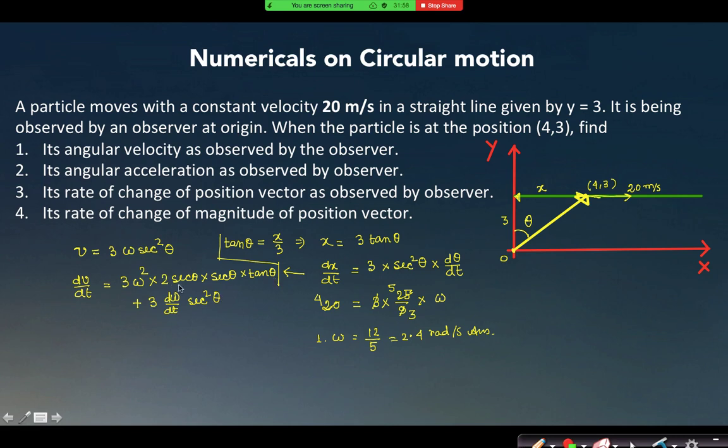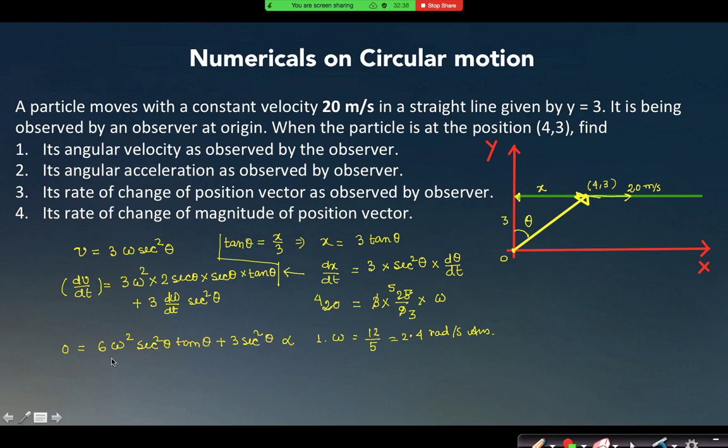Have I written this function correct? Just check. Now in this equation, at this particular instant, what things are known? Can you say what is the value of dv by dt at this instant? 0, because it is a constant velocity motion, so acceleration is 0. That is equal to 6 omega square sec square theta into tan theta plus 3 sec square theta into alpha.